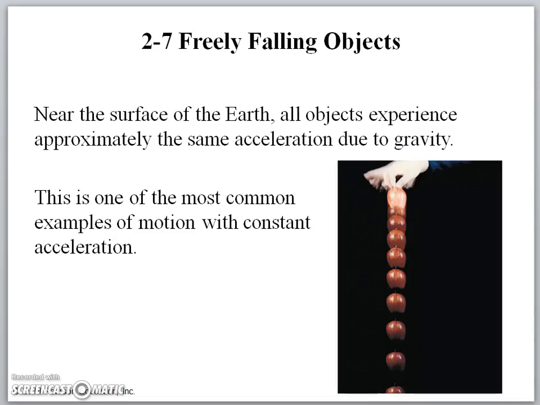Near Earth, all objects experience a downward acceleration that we call gravity. That's right, gravity is a downward acceleration. The higher you drop an object, the faster its velocity will be just before it hits the ground. In this class, we'll define up as positive and down as negative.